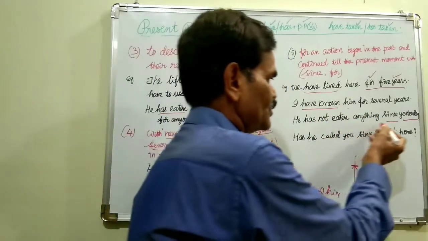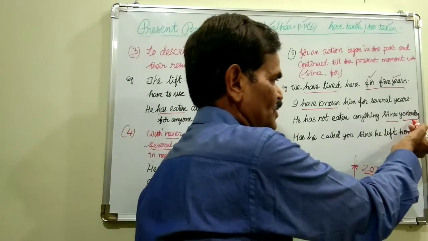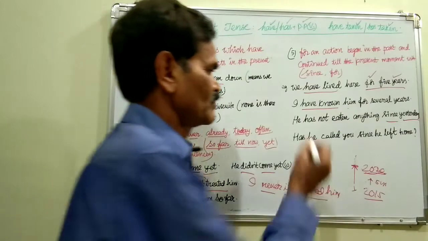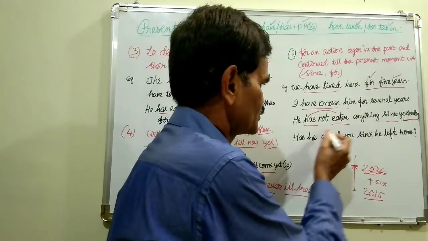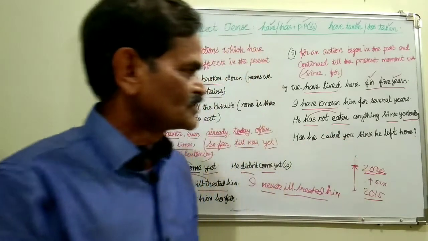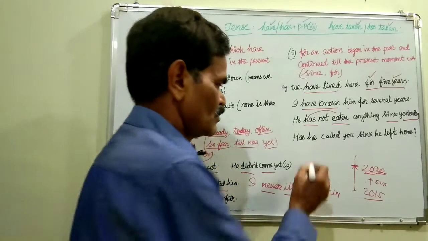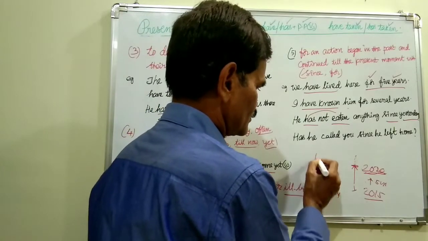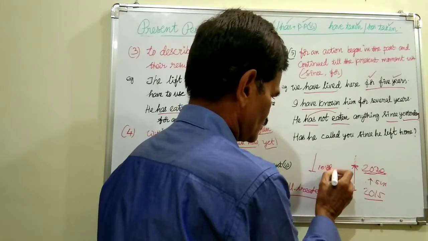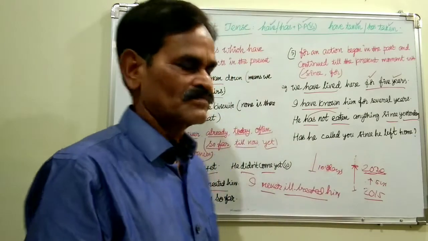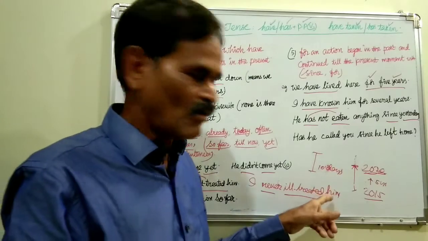And he has not eaten anything since yesterday. That not eating began yesterday, which is the past time, and continued till the present time. Then you have to use has plus V3. And this one is a question: has he called you since he left home? Suppose he left 10 days ago. So far, has he called you? Has he made any call to you?